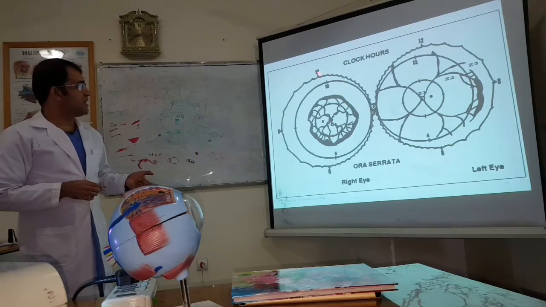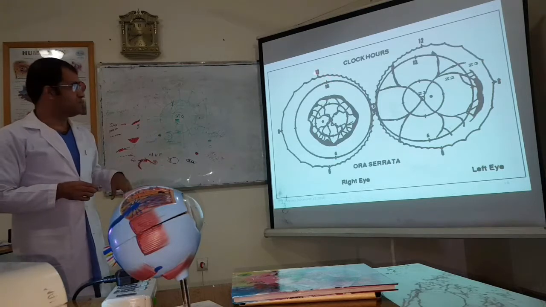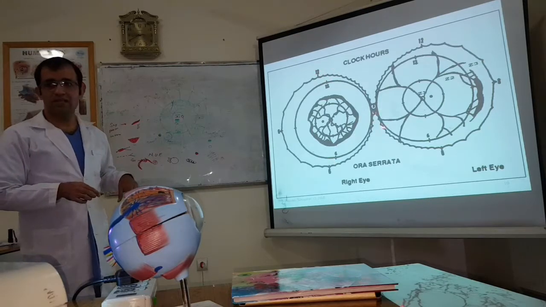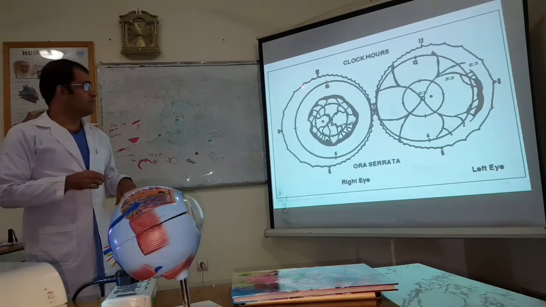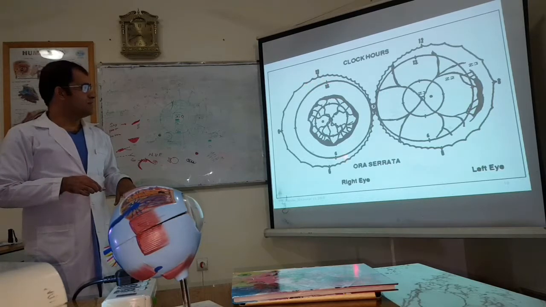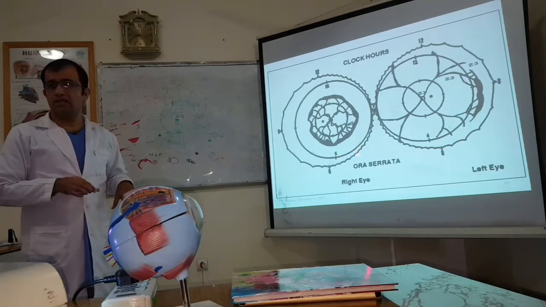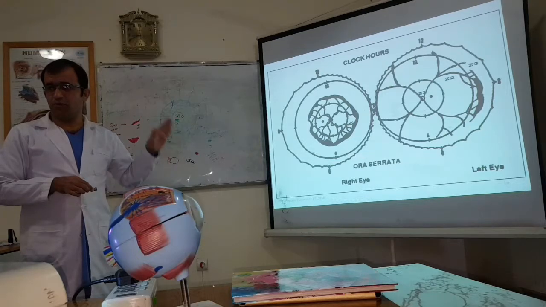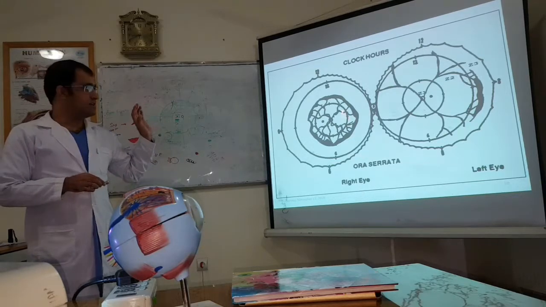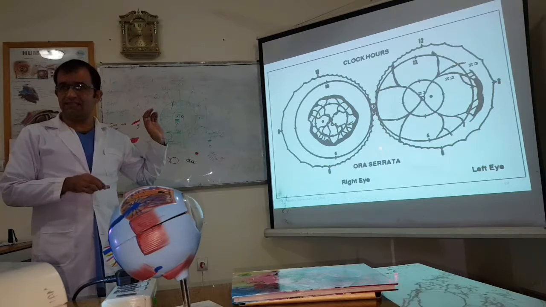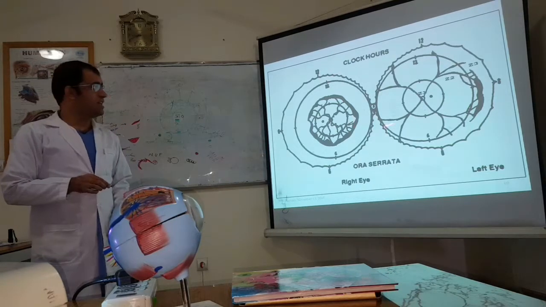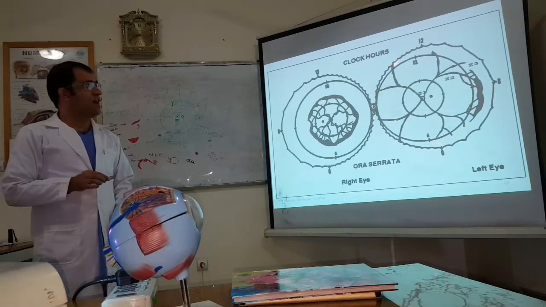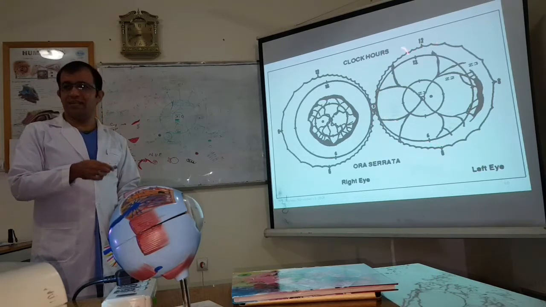If we see the serrations, we can understand the clock hours. This is 12 o'clock, this is 6 o'clock, so this might be 3 o'clock. So if the serrations are more marked in the picture from 11 o'clock up to 5 o'clock, we are going to say this is the right eye, because as a rule, the serrations are more marked nasally. So this is the nasal area for the right eye. But for the left eye, the nasal area is from 7 up to 1 o'clock.